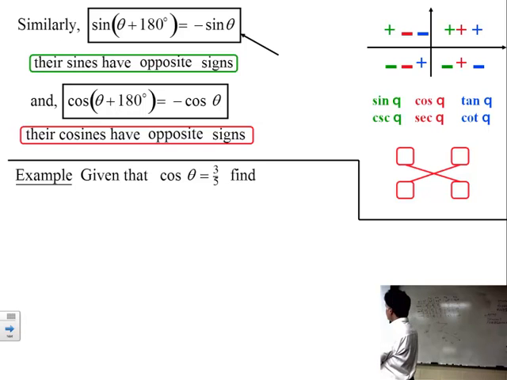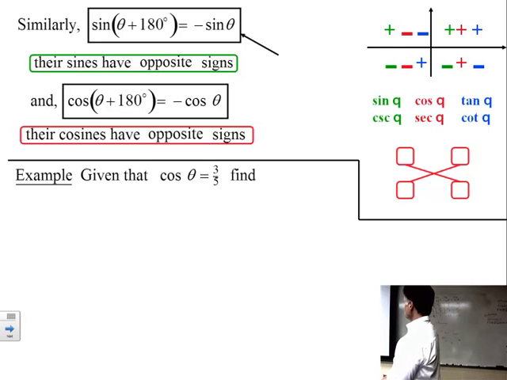So the sine of theta plus 180 degrees is minus the sine of theta, and likewise the cosine of theta plus 180 degrees is minus the cosine of theta. Okay. Let's do an example.